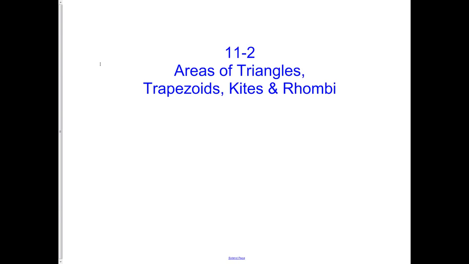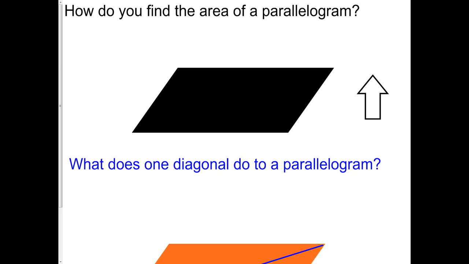As we continue our study of area, we now move on to area of trapezoids, triangles, kites, and rhombi. The first one we're going to talk about is a parallelogram. You have seen these areas before, so we're just going to refresh your memory on the formulas for it.